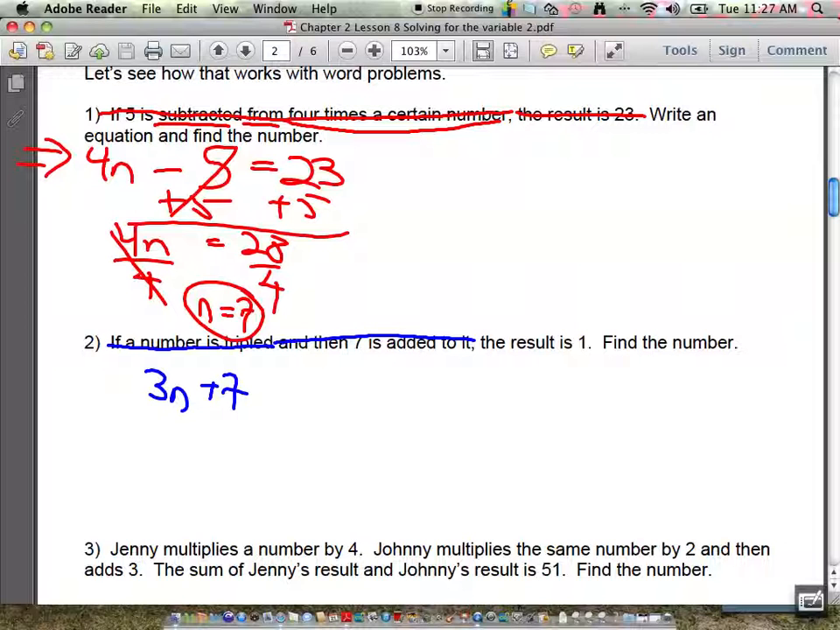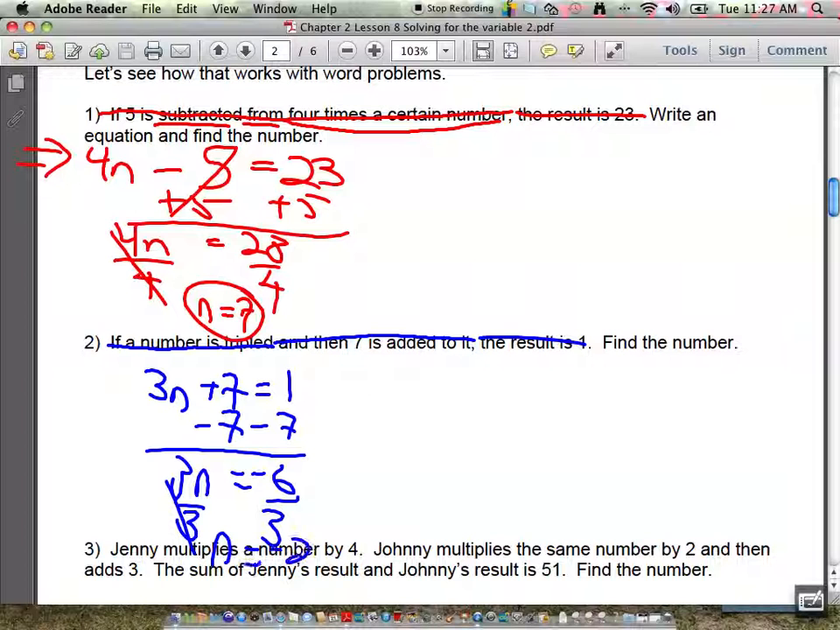The result is 1. So what do I write now? Equals 1. I'll cross that out too. Find the number, which we're doing. Minus 7 minus 7. 3n is negative 6. Divide by 3. n is negative 2. Okay? So here's what we got going on here. We read it once, then we pick a part of it out, write a conclusion, cross it off. Pick a part out, write a conclusion, cross it off. The only thing left is the directions on what they want you to do with the problem.